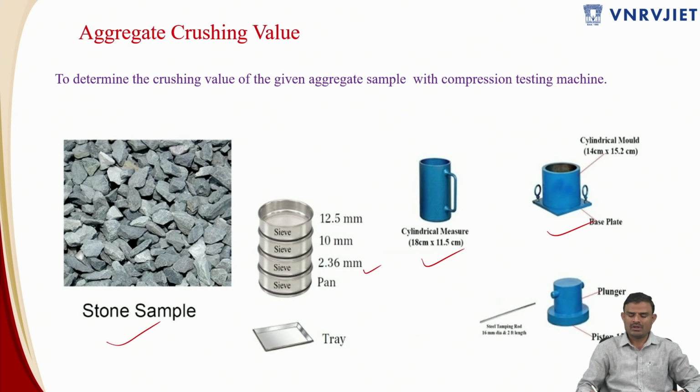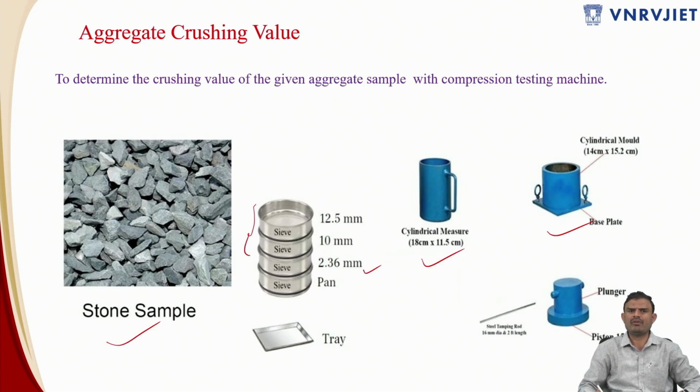Here only the aggregate passing through the 12.5 mm sieve is taken into consideration, because these aggregates give consistent results while testing and have better reproducibility. That is why we take the aggregate passing through the 12.5 mm sieve and retained on the 10 mm sieve. A higher size of aggregate will give erroneous results, and a smaller size will also give a higher aggregate crushing value. So the prime requisite for this test is to take aggregate of 12.5 mm passing and retained on 10 mm.